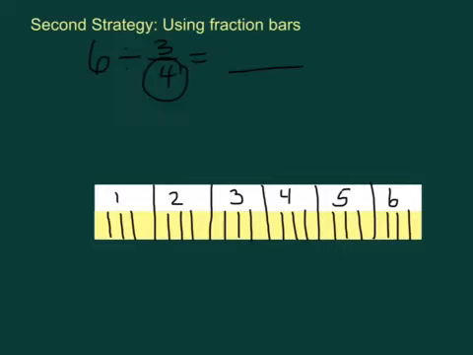And now I'm looking for groups of 3/4, so I will count off groups of 3. It's 3 groups, 4 groups, 5 groups, 6 groups, 7 groups, 8 groups. So there are 8 whole groups, so my answer to this problem is 8.